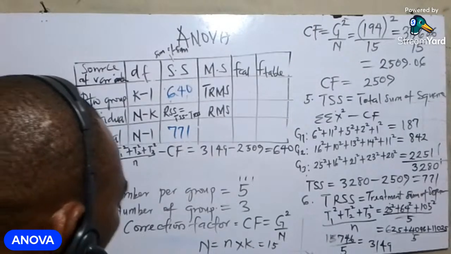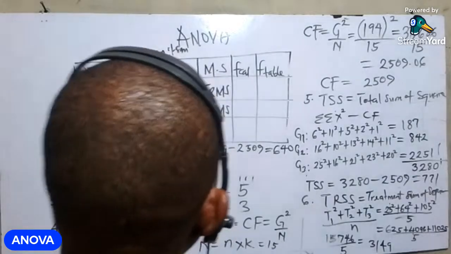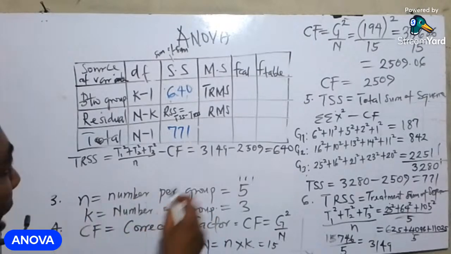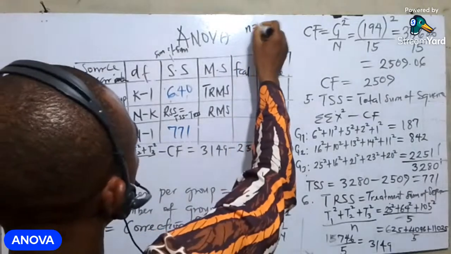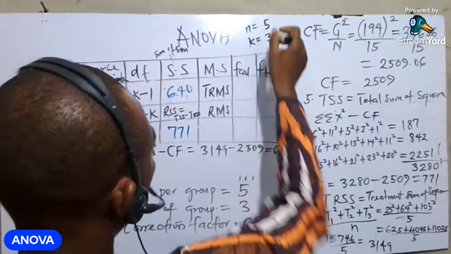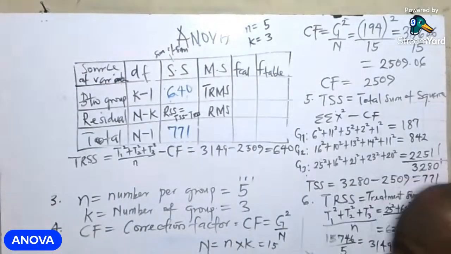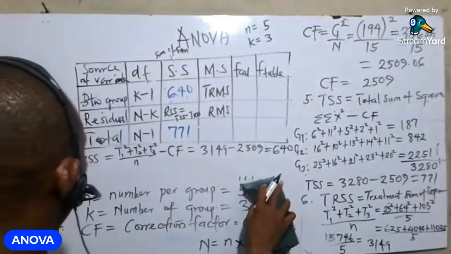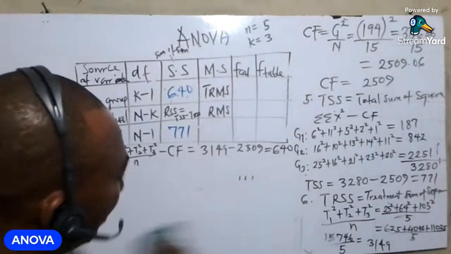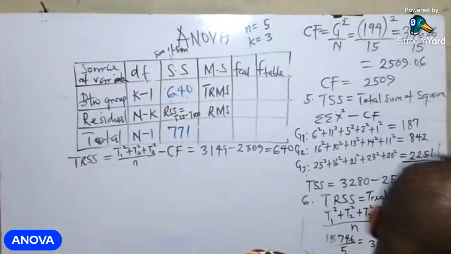So the next thing we need to get now is our RSS. So how do we get our RSS? RSS now is our step 7. Don't forget your N is what? Your N is 5 and your K is 3. In fact, you should have gotten that one earlier. So let's clean this, please. And leave the correction factor. I'm not sure we need anything in correction factor again. So let's move away from there.